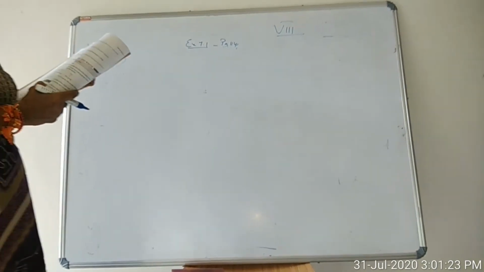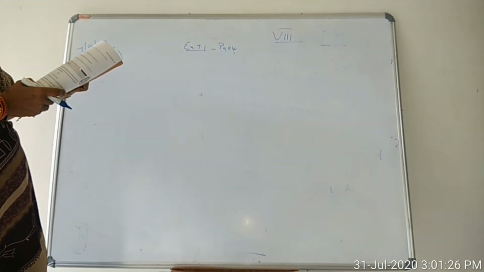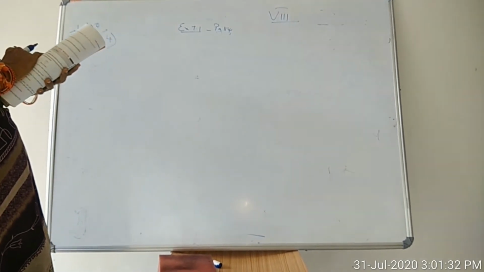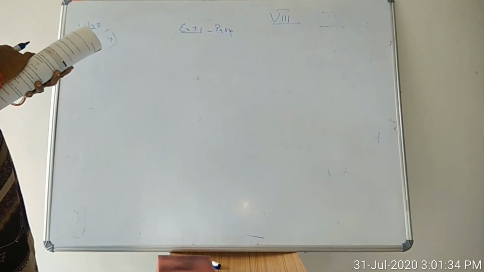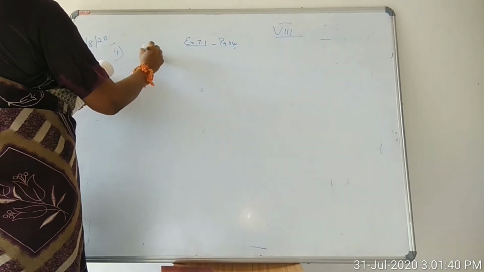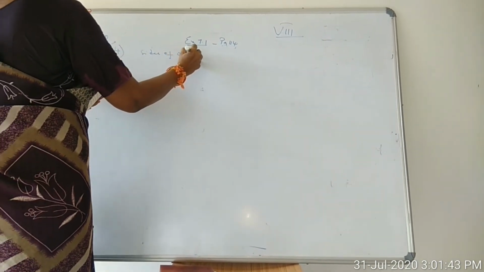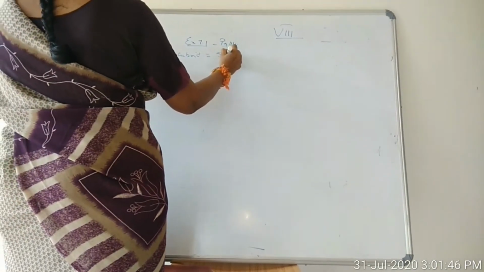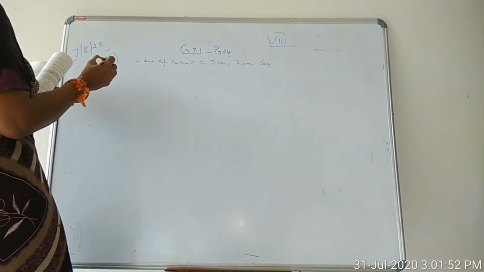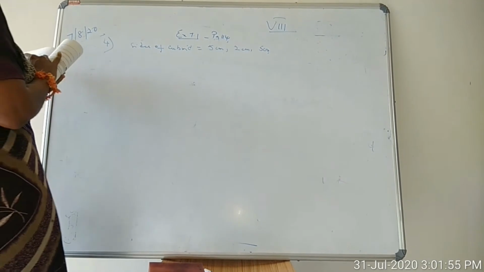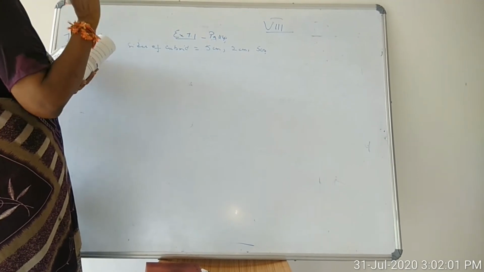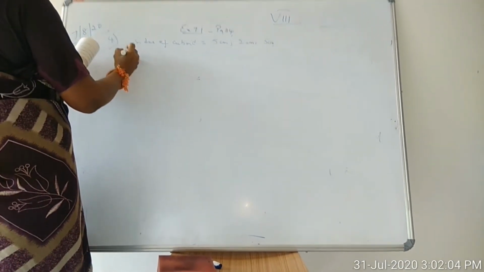Fourth sum, children. Parikshit makes a cuboid of plasticine of sides 5, 2, 5 centimeters. How many such cuboids will be needed to make a cube? What are the sides of the cuboid, children? The sides of the cuboid are 5 centimeters, 2 centimeters, 5 centimeters. You want to make what? A cube. What is a cube? A cube will have all the dimensions same. The length, the breadth and the height are same.